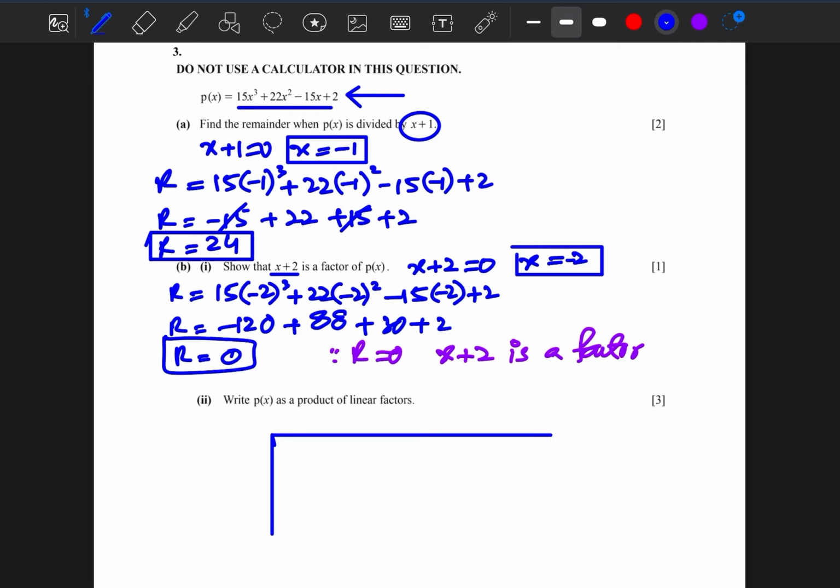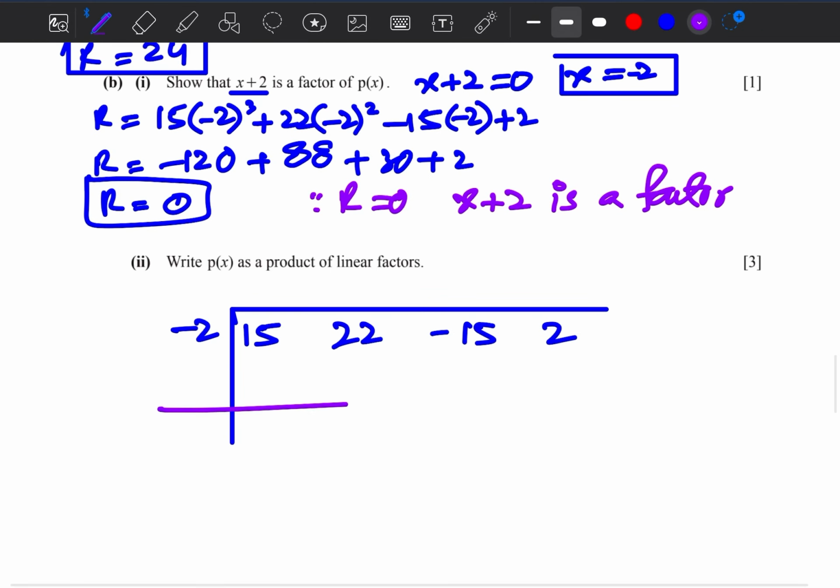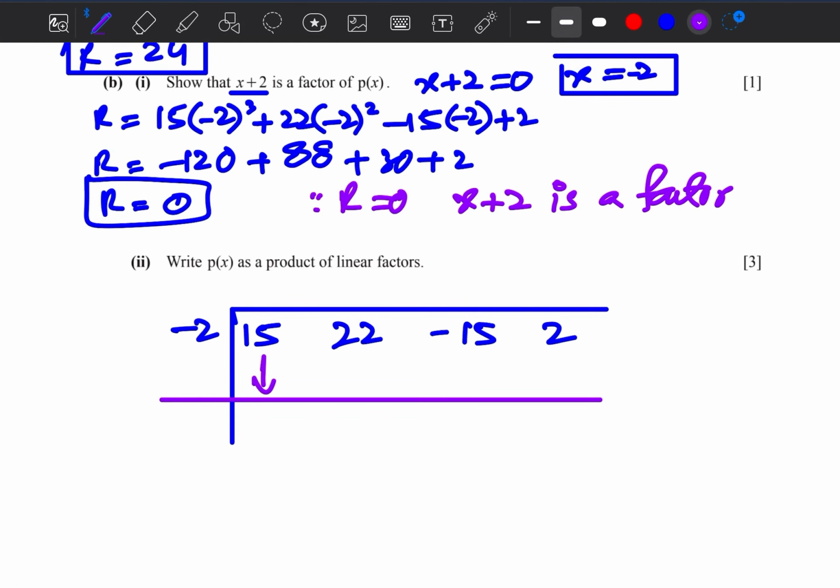I'm going to write the coefficients in descending order of x power, that is going to be 15, 22, minus 15, plus 2. I'm going to write the first factor's x value, which is minus 2. I'm going to write 15 as it is. Minus 2 into 15, minus 30. Minus 30 plus 22, I'm going to add these values. It is going to be minus 8. Minus 2 into minus 8 is going to be 16. I'm going to add them. I'm going to get plus 1. Minus 2 multiplied by 1 is minus 2. I'm going to add them.